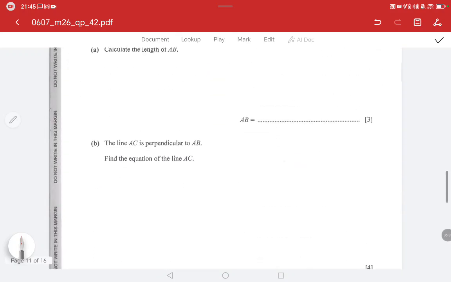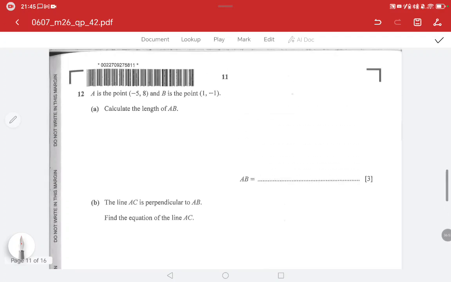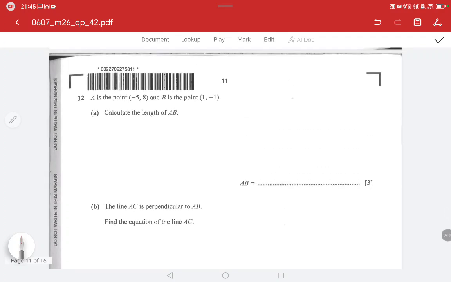Here now we have a question about straight lines, and this is what we call coordinate geometry. Calculate the length of AB. This is one of the formulas that you will not find in the exam. So you have to know the formula of length, distance, and what else? The midpoint.